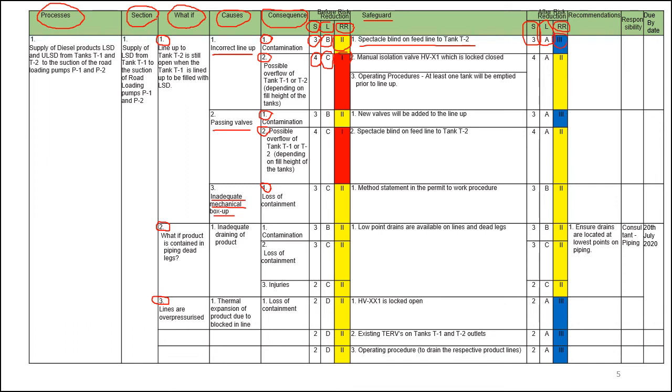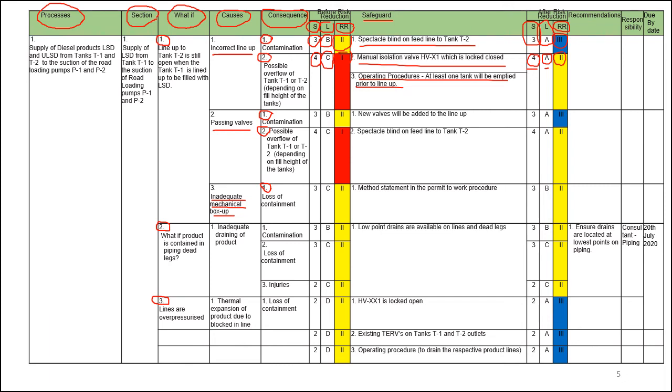The second safeguard is the manual isolation valve HVX1, which is locked closed. Again, this will give us a likelihood of A. And the third safeguard is operating procedures. At least one tank will be emptied prior to lineup. Again, this will give us a 4A. And that is how we work through the complete documentation input form for the what-if.